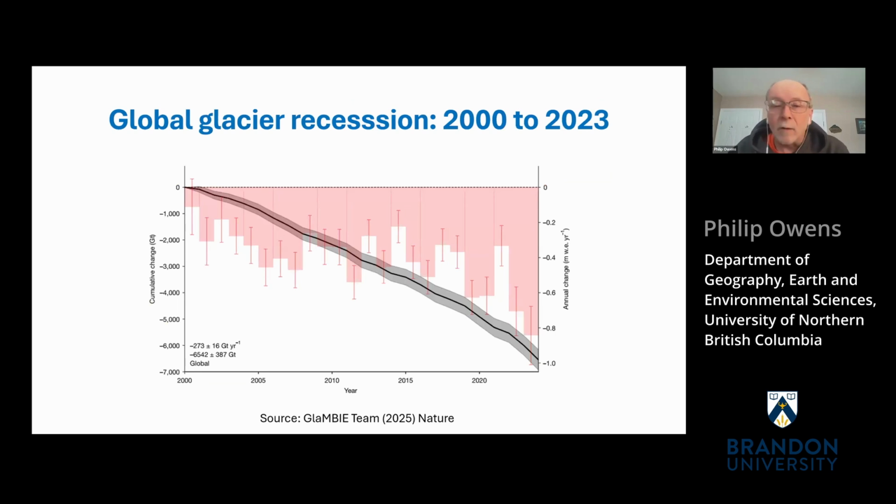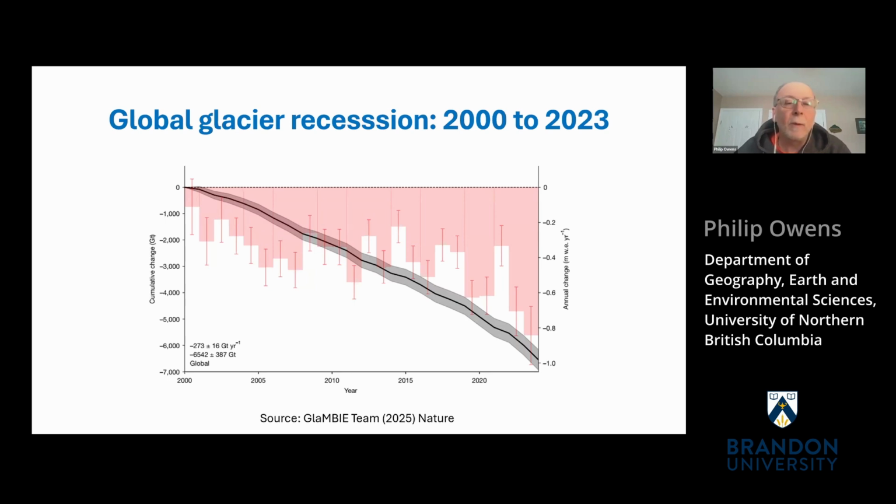So what we're seeing, not surprisingly, is a retreat of glaciers in these environments as a function of the warming surface temperatures associated with climate change. Here we see an image that shows glacial recession globally over a fairly short window, just 2000 to 2023, so the last 23 years.